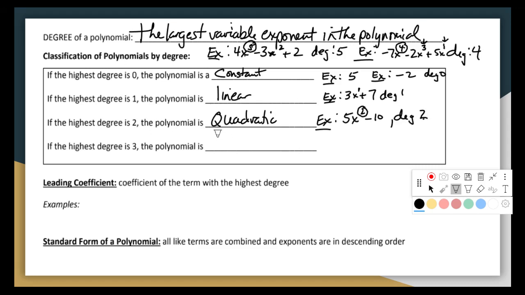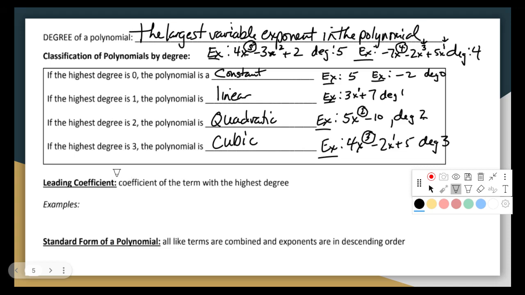If the highest degree is 3, the polynomial is cubic. So degree 3, we could have 4x to the third minus 2x plus 5. So this first x term is to the third power. The second x term is just to the first power. And the third term, the 5, doesn't even have an x. So the largest variable exponent is 3. We call this degree 3. Degree 3 is called cubic.